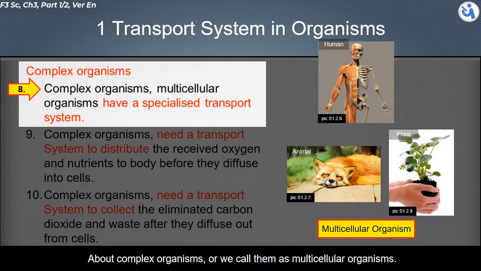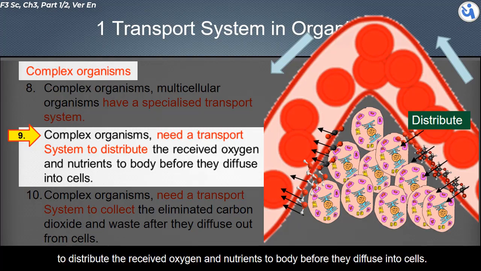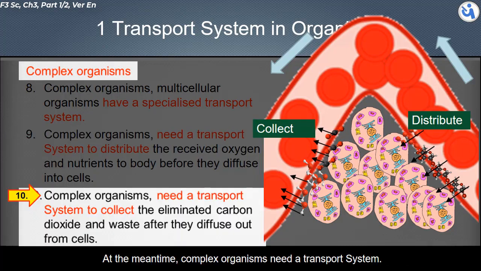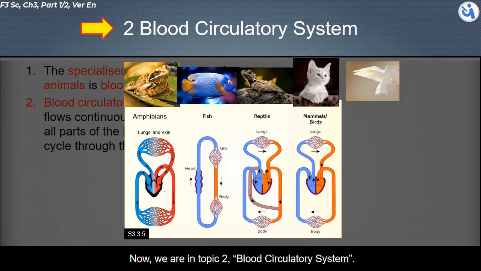About complex organisms, or we call them multicellular organisms, they have a specialized transport system. Complex organisms need a transport system to distribute the received oxygen and nutrients to the body before they diffuse into cells. At the meantime, complex organisms need a transport system to collect the eliminated carbon dioxide and waste after they diffuse out from cells.